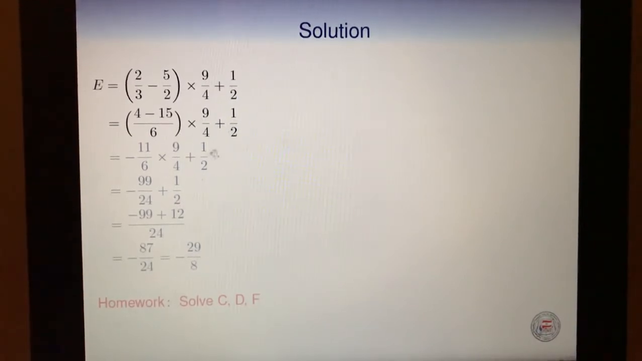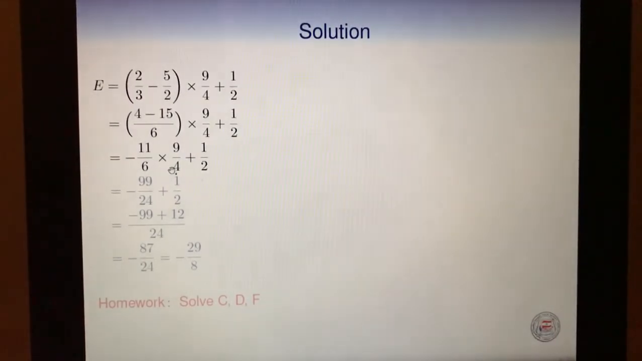Times 9 over 4 plus 1 over 2. Then 4 minus 15 is minus 11. So we will have minus 11 over 6 times 9 over 4 plus 1 over 2. Now we have multiplication, subtraction, addition.